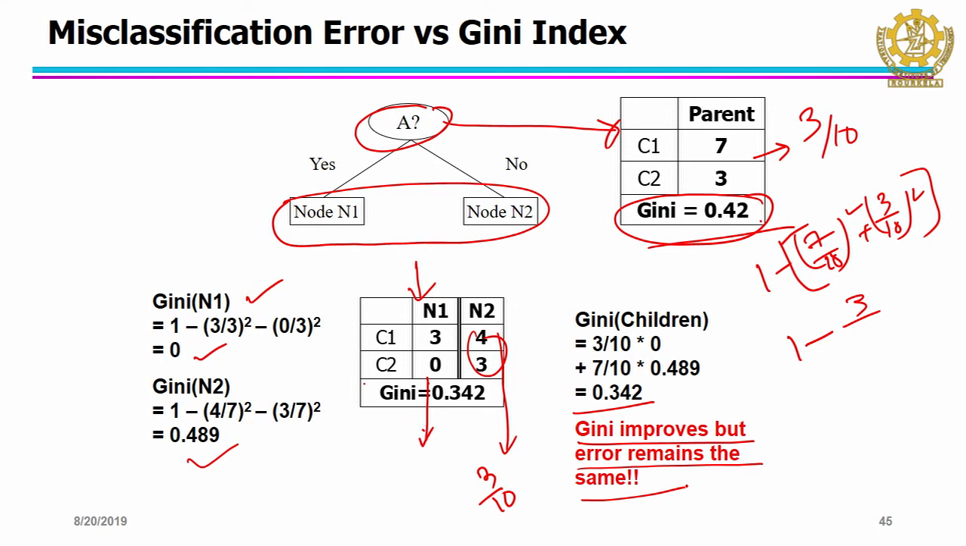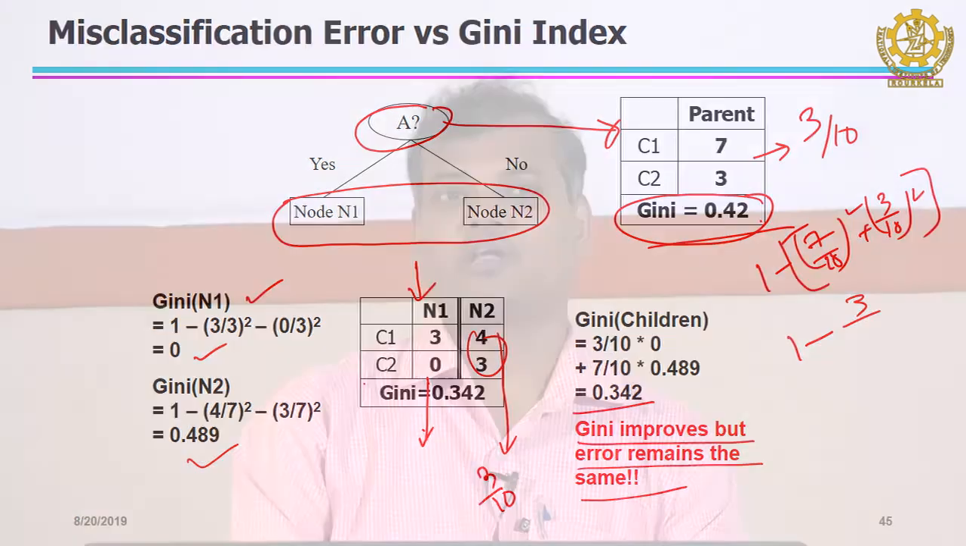This is very important. Therefore, the error rate is hardly used in any application. There are decision trees where we use Gini or entropy, but the error rate is hardly used while splitting a decision tree. Maybe it is used for some other application.